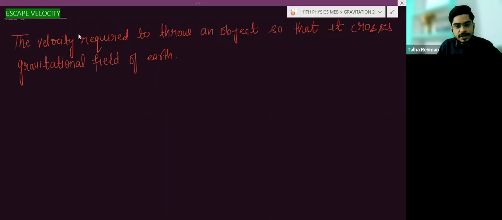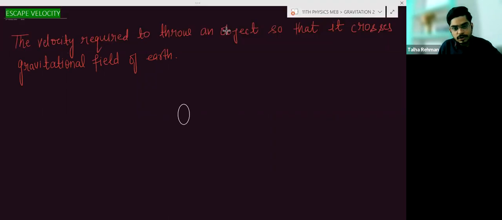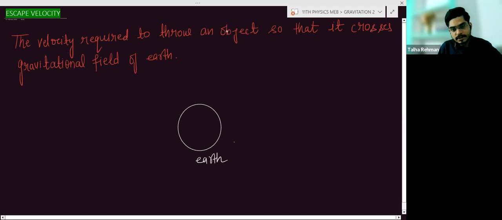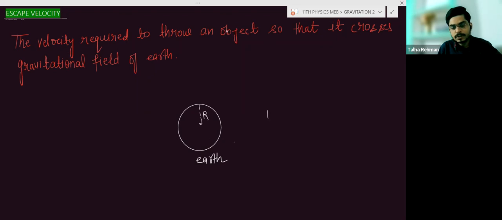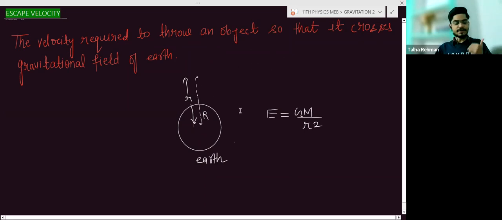I told you earlier also, but again I am just writing the formula. So this is the Earth, and R is the radius of the Earth. The Earth's gravitational field E is given by Gm divided by R square, and R is the distance from the center of the Earth. This distance is R. So at any point, the Earth's gravitational field will be this.